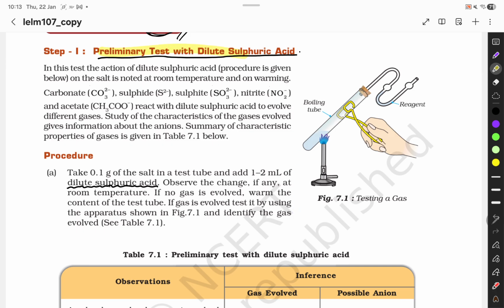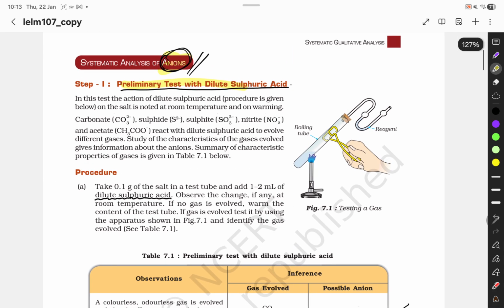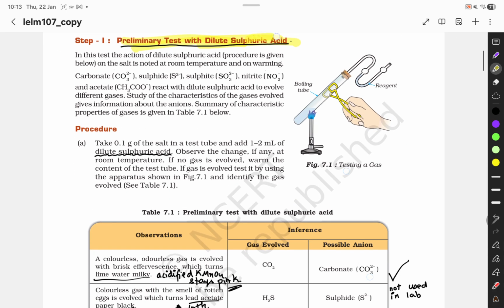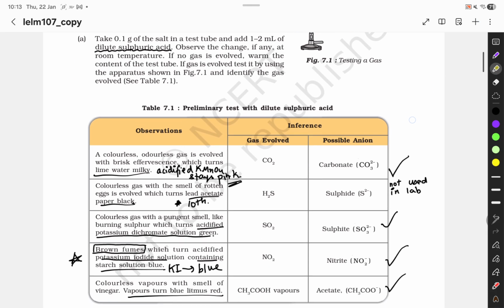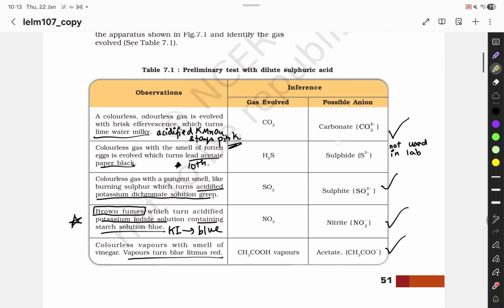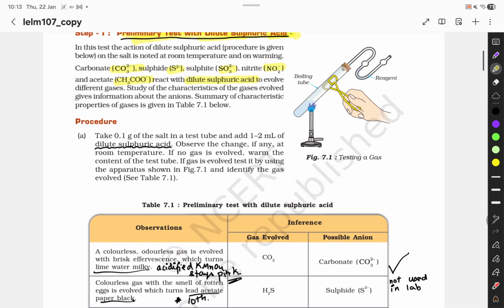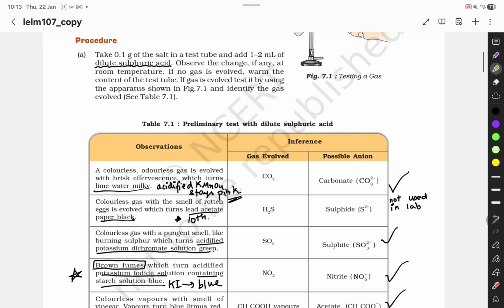First we have anions. First is the preliminary test with dilute sulfuric acid. I'll be doing this in the form of a table itself, it'll be better. If you react your compound with the sulfuric acid, you will get CO2, which turns lime water milky, and acidified KMnO4 stays pink.